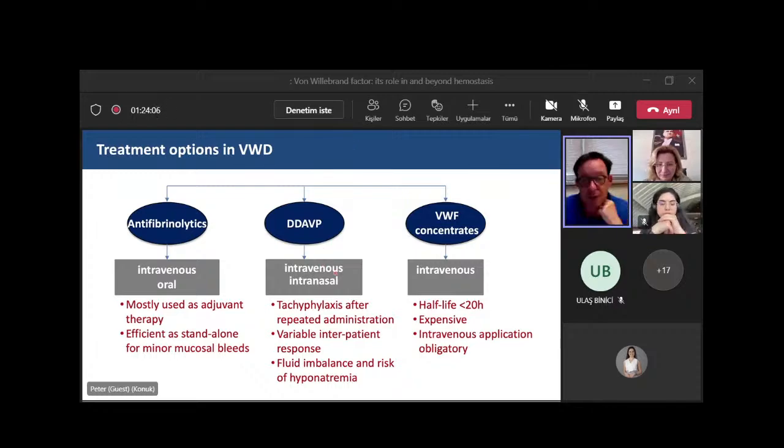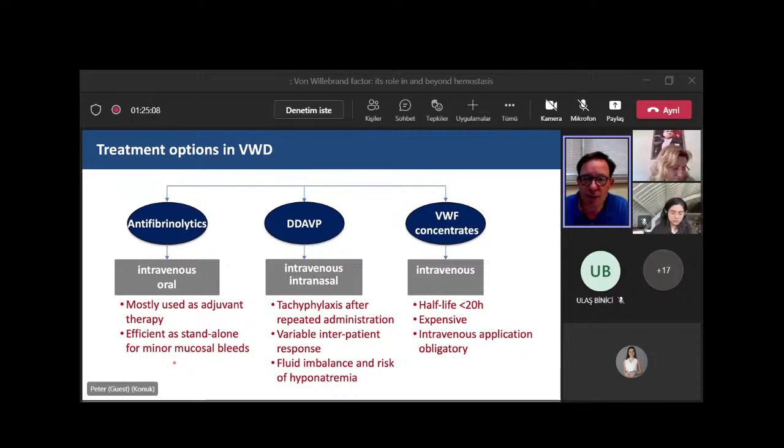We have DDAVP, which you can give either intravenously, intranasally, or subcutaneously. But its use is a bit limited, because you cannot do repetitive administration. So you can either do it preventively when you know that there is an intervention to be done, or you can do it on demand if there is a bleeding in the patient. But we know that there is a variable interpatient response. It doesn't work very well in type 2A or type 2M. In type 2B, it's contraindicated, and it doesn't work in type 3. So it's mostly used for type 1 patients. Otherwise, we have antifibrinolytics, which are mostly used as an adjuvant therapy, and can be efficient as a standalone for minor mucosal bleeds.